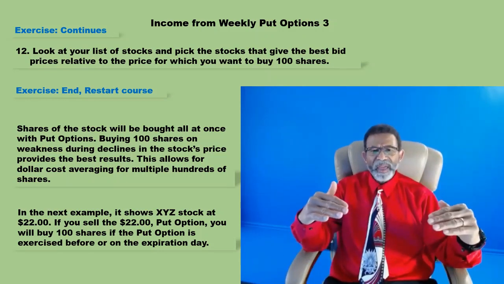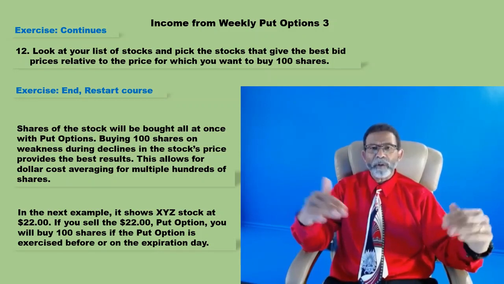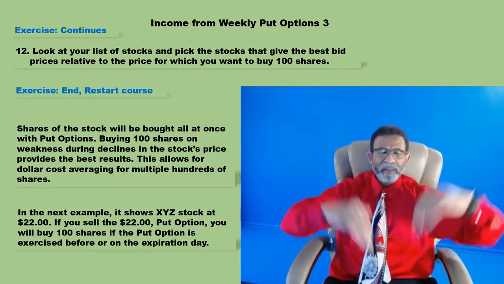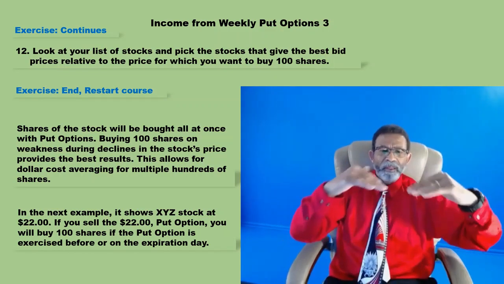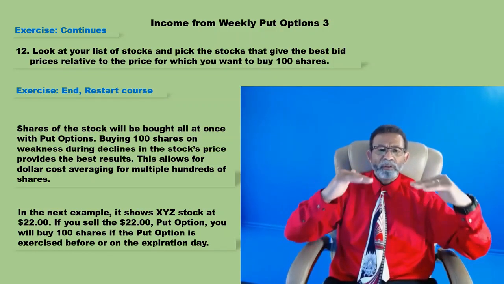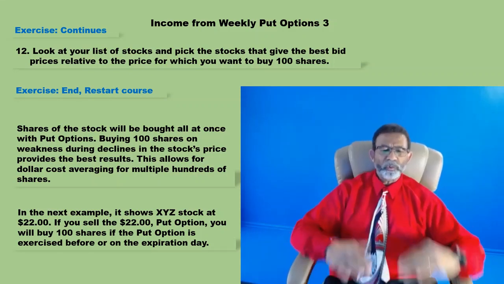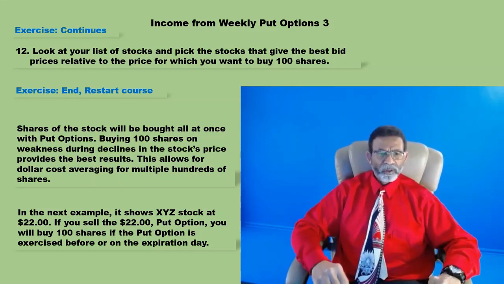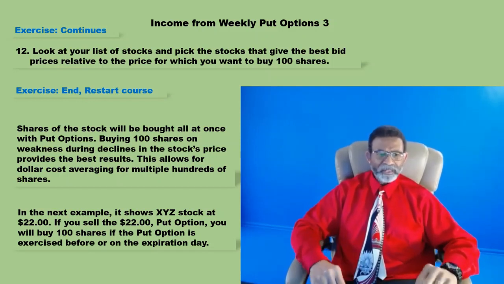And that can happen on weakness. Let's say the stock market is having a down day. On that down day, you could actually have those shares put to you, where you actually buy 100 shares of that particular stock. So that's how you can get it at a discount.